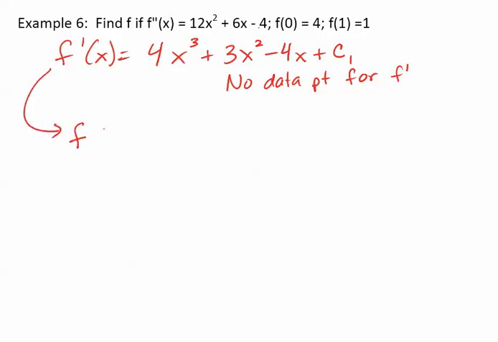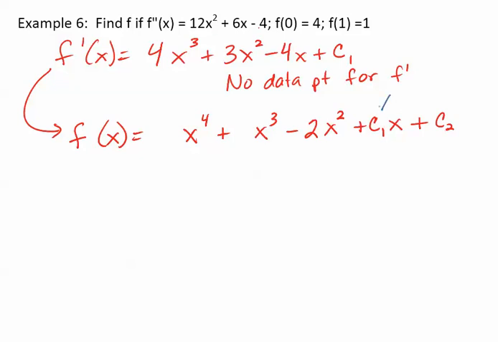Let's go back, another antiderivative. Let's go back to the original function. We'll raise the exponent and divide by 4. We'll raise this exponent and divide by 3. We'll raise this exponent to a 2 and divide by 2. Plus c1 must be in front of an x to the first power. And now we've got to add a second constant, c2. So now it looks like we're in trouble having two constants. We need to figure out whether we know these two constants.